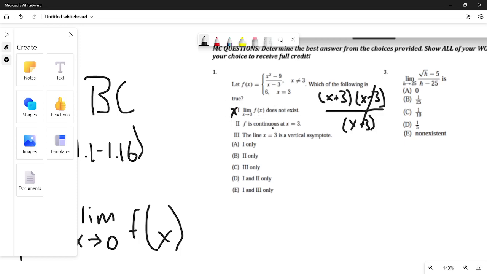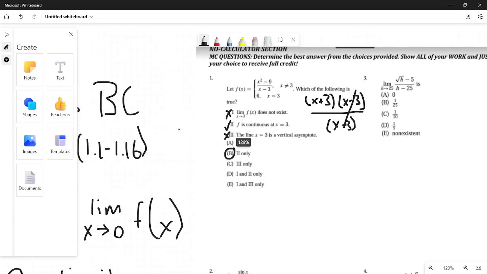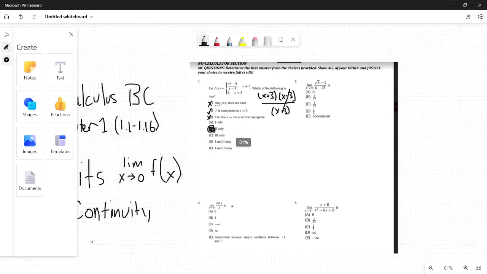Which of the following is true? It's a little bit of a tricksy question. F is continuous at x equals 3. What do you guys think of this one? True. Yeah, I agree. F is continuous because this is a removable discontinuity, and we see it's defined at this point. So I would say that's true. X equals 3 is a vertical asymptote. I'll answer this one because it's pretty simple. No, it's not. It's a removable discontinuity. So this one, I believe, is 2 only. That's a simpler question.